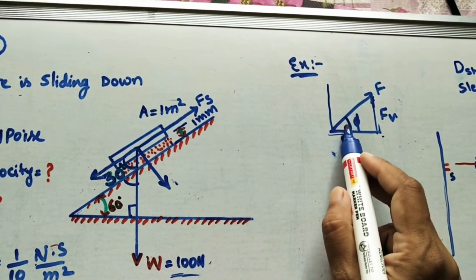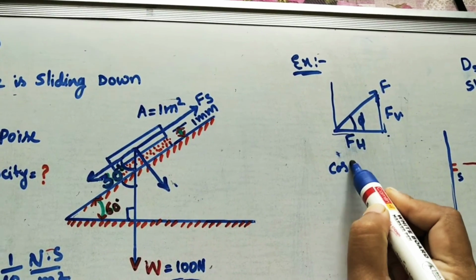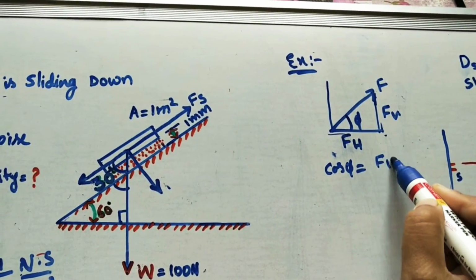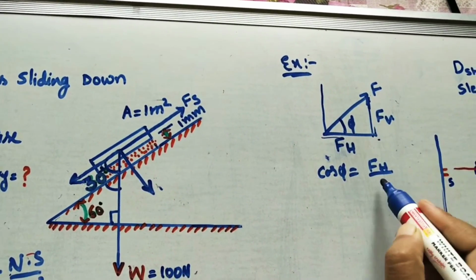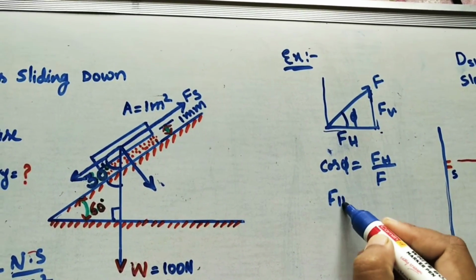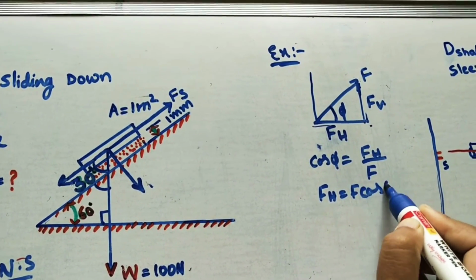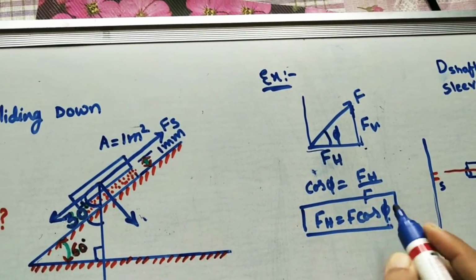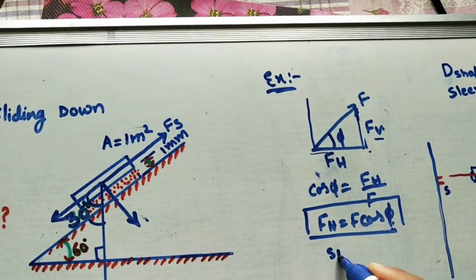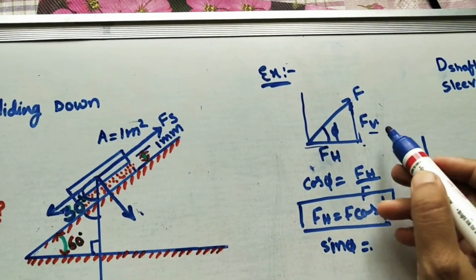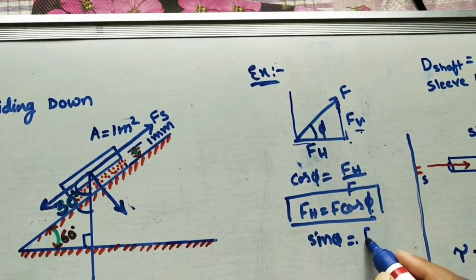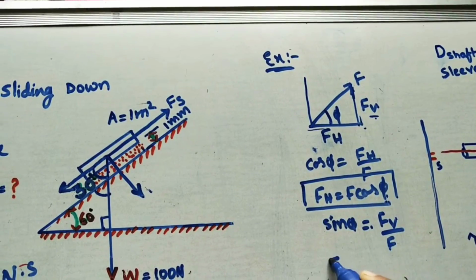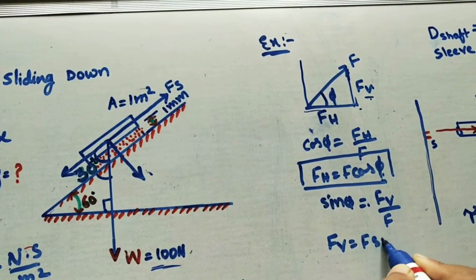For the horizontal component, take cos phi. So FH by F, what is this value? F. Okay, so FH is equal to F cos phi. Okay, this is the horizontal one. For finding the vertical, take sin phi by using the right angle triangle, FV by F. Okay, so FV by F, FV is equal to F sin phi.